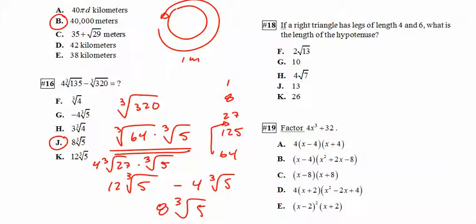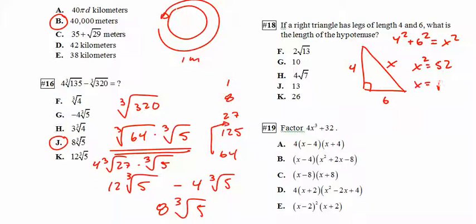Number 18, a right triangle has legs of length 4 and 6. What's the length of the hypotenuse? Straight Pythagorean theorem. 4, 6, x: 4 squared plus 6 squared equals x squared. Since 4 and 6 are both divisible by 2, I know I'm going to end up with something that I'll have to reduce. So sure enough, I get x squared equals 52, x equals square root of 52.